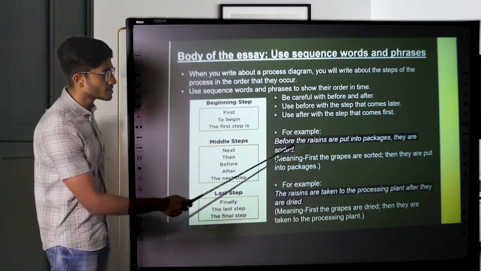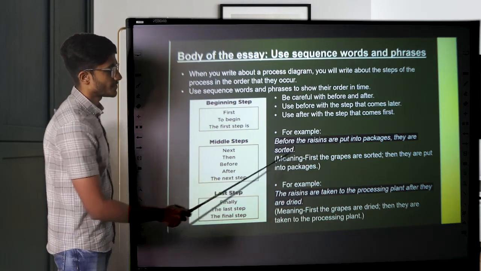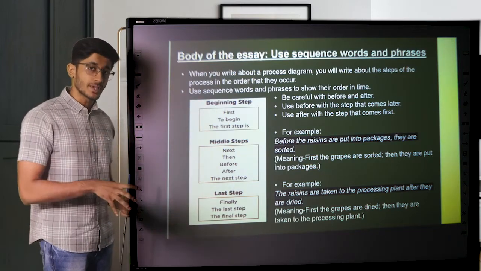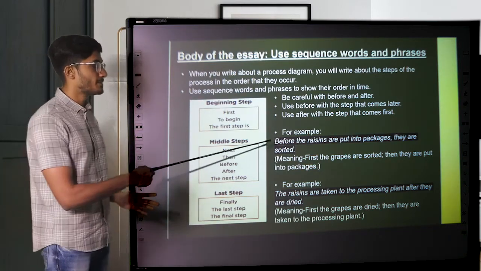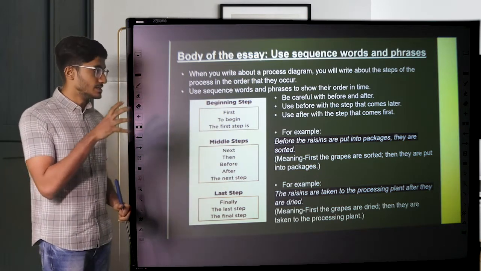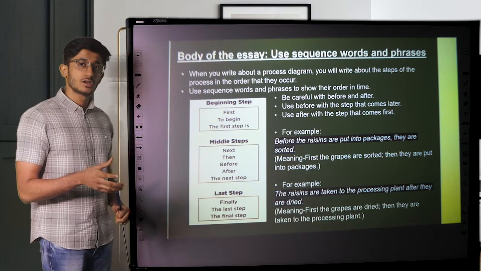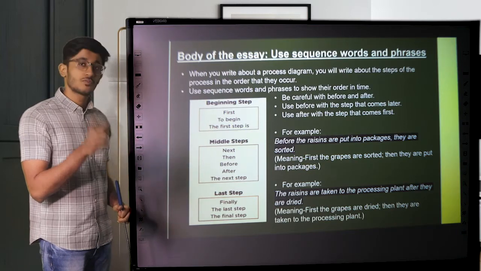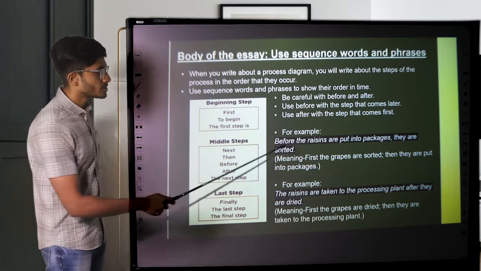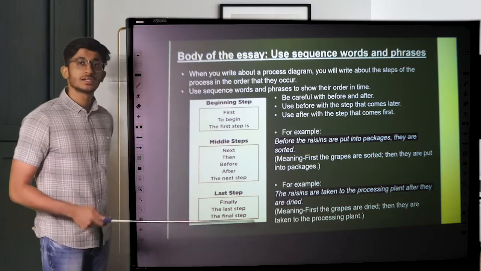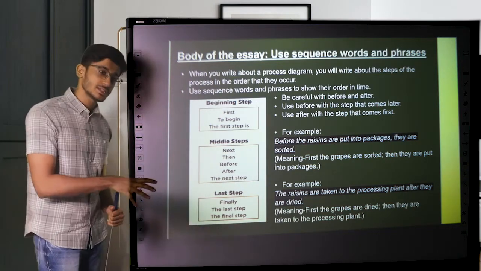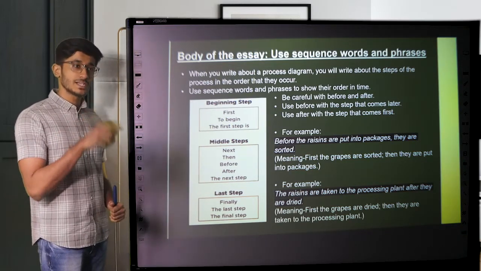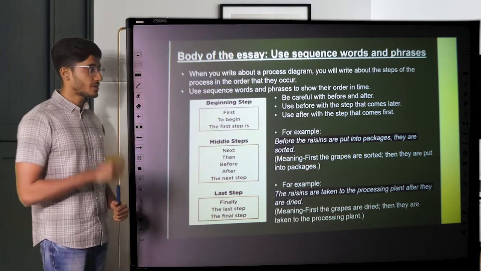Before the raisins are put into packages, they are sorted. So packaging comes after sorting. When you're saying before sorting, you're going to have to say what comes after sorting. So before the raisins are put into packages, they are sorted, because first they have to be sorted and then they have to be put into packages. Which is why you have to mention the second step before the first step.